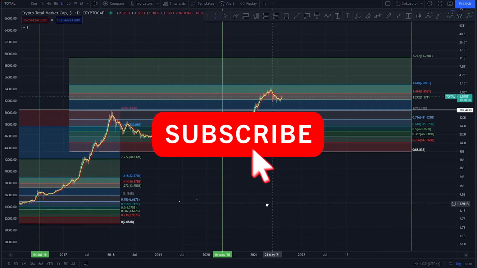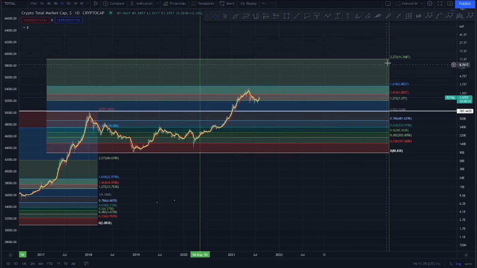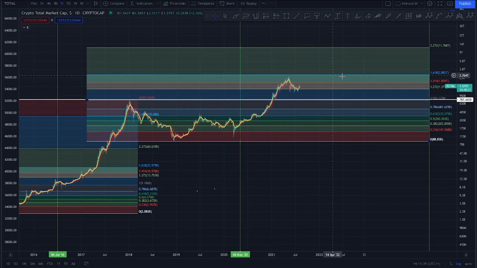Okay, so my projective target for crypto, the total market capitalization in this bull run, is up to there, to 2.272, because with each cycle you're going to get a diminished return. Okay, and look at the 2.272 down there. Okay, it's $60 billion. Look at that, and then you've had that massive overshoot to the 4.0, and right now you've retraced.